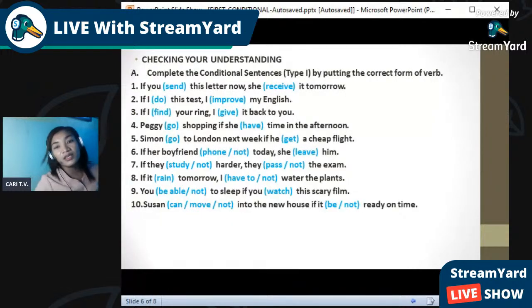Okay, next. This one. So this activity where we're able to answer a while ago. So complete the conditionals type 1 by putting the correct form of the verb. Number 1. If your answer is still the same, send, if you send. Okay. And in here, put will. She will receive. Okay, next one. Number 2. If I still do. Okay. So again, I is the exception to the rule. If I do this test, I will improve my English.